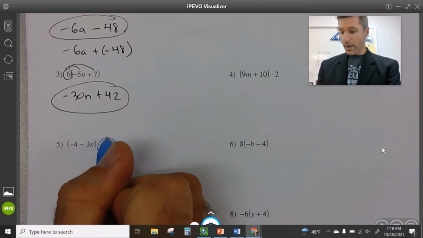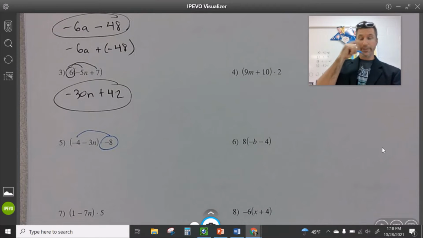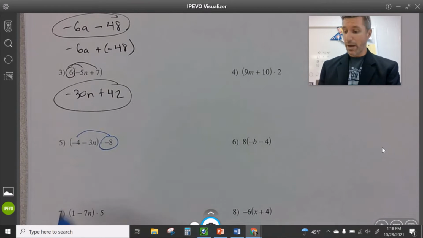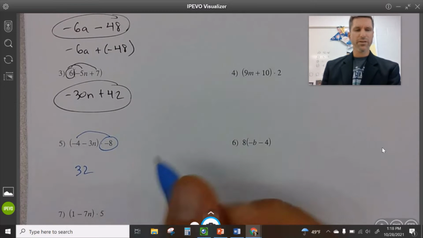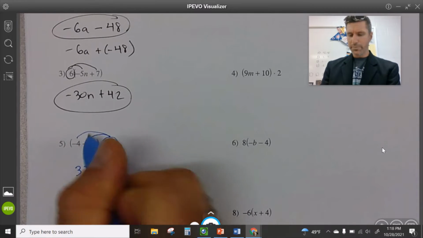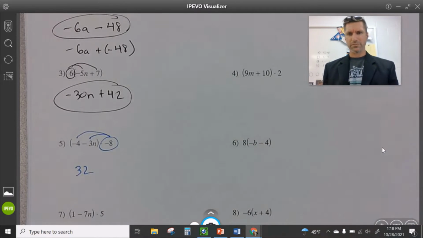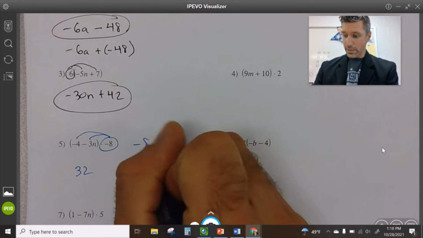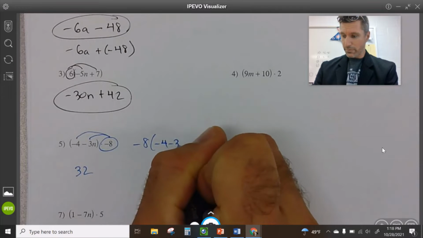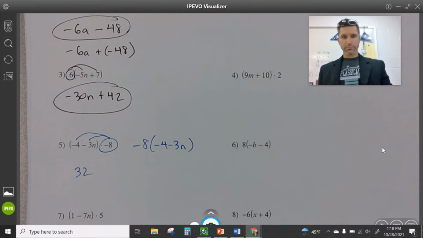-8 times -4. Let's start there. Negative times negative is positive, so that's 32. Yeah, you can multiply backwards. Remember that commutative property thing that says it doesn't matter which side is on, just as long as it doesn't change the multiplication. So you could have written it like this. You could have said -8 times -4 minus 3n and gotten away with it.